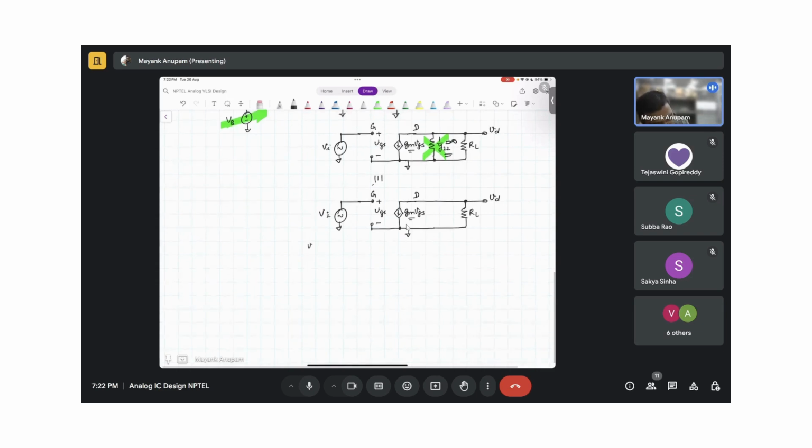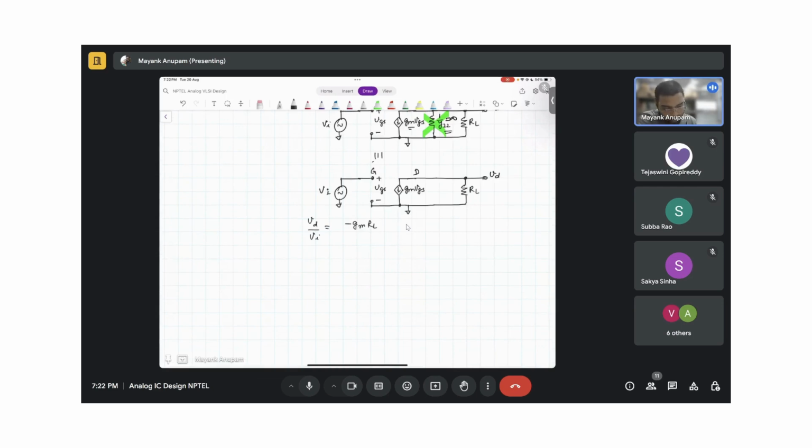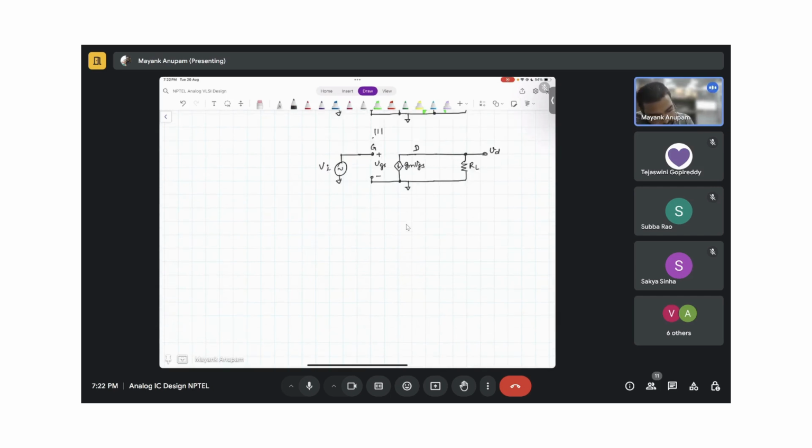So incremental gain is what? Vd upon Vi, right? So how much will that be? Minus Gm times RL, right? This is going to be the incremental gain, isn't it? So how did I find out what the incremental gain is? Because of this Vi, I want to find out a relationship between Vd and Vi. So incremental gain is Vd upon Vi. This is the incremental gain.